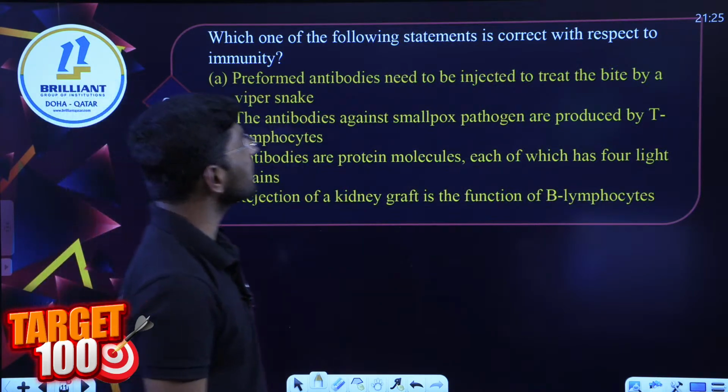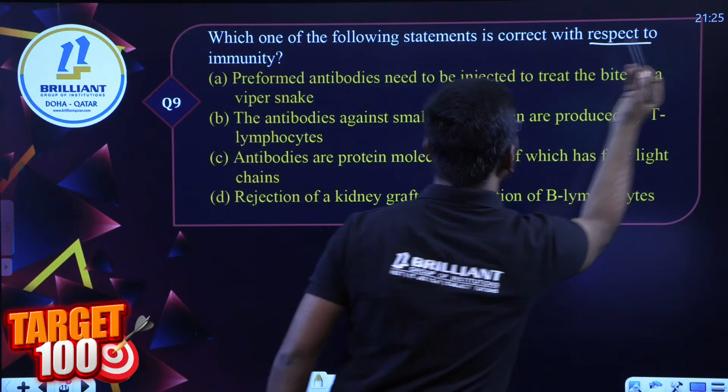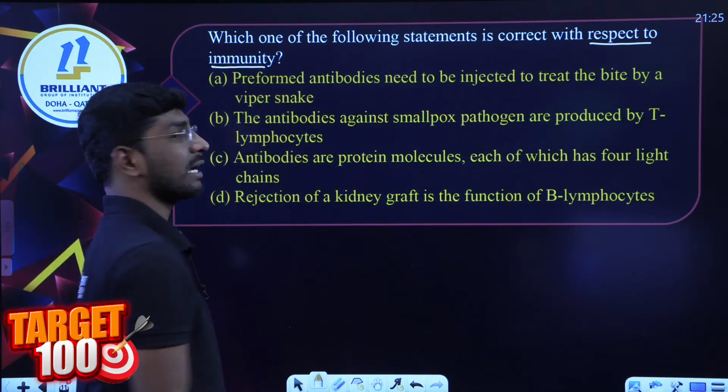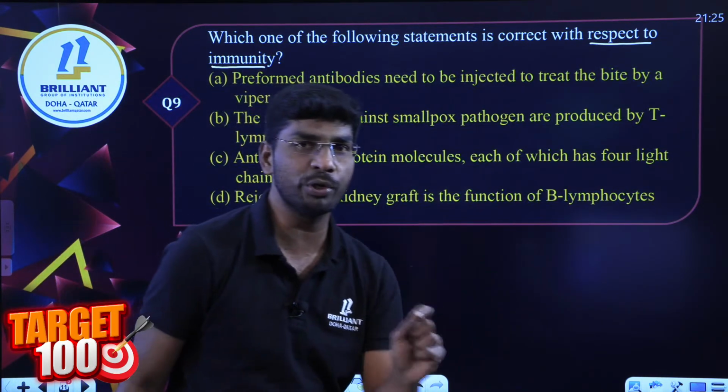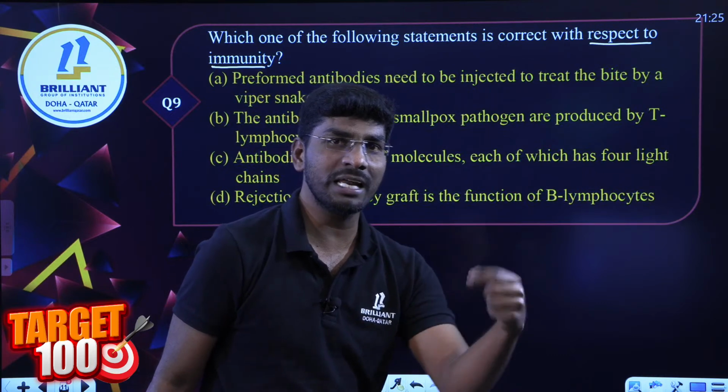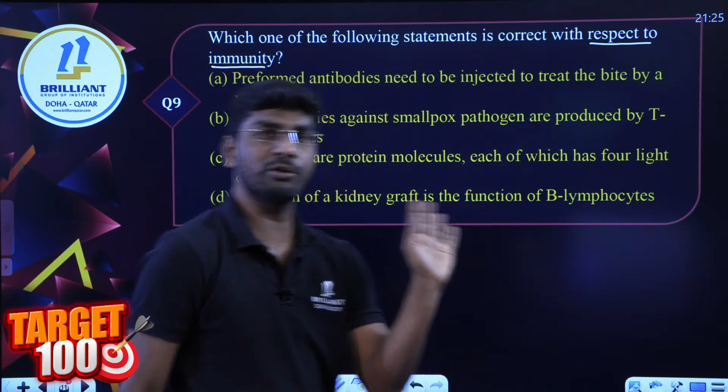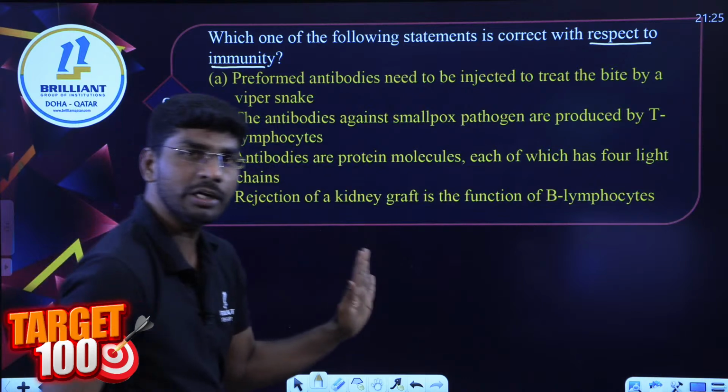Which one of the following statement is correct with respect to immunity? They did not mention innate immunity, acquired immunity. They did not mention. Any one of you. Carefully read and answer me.